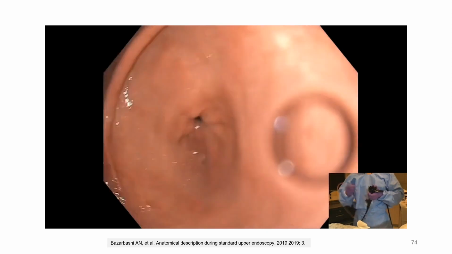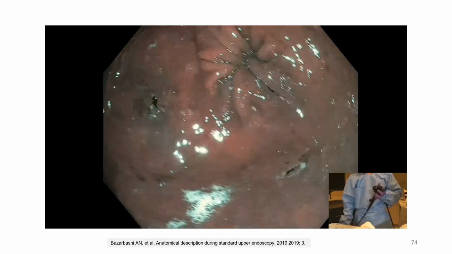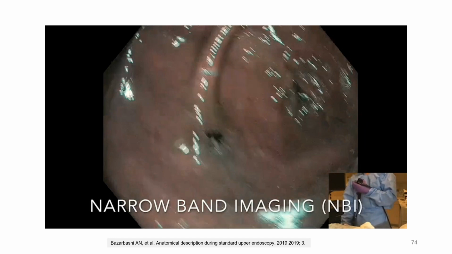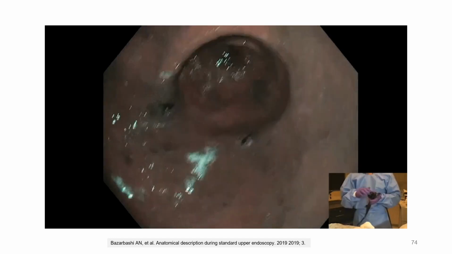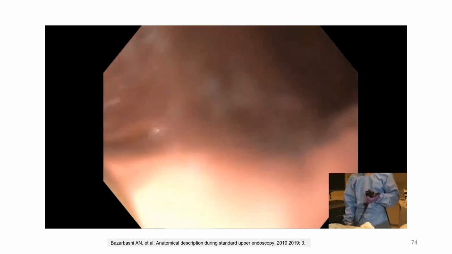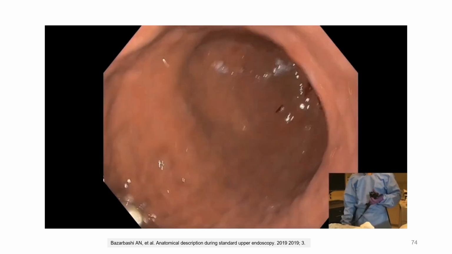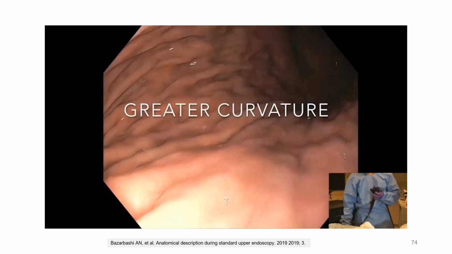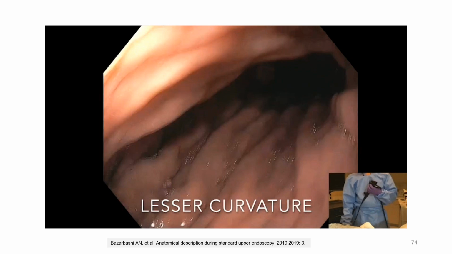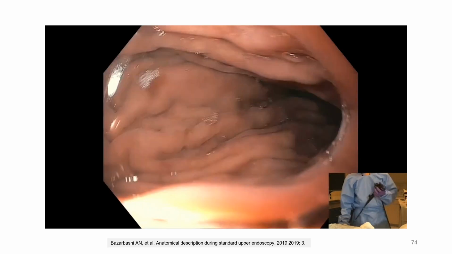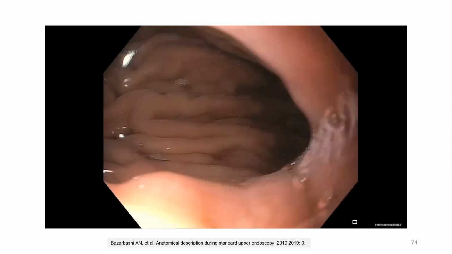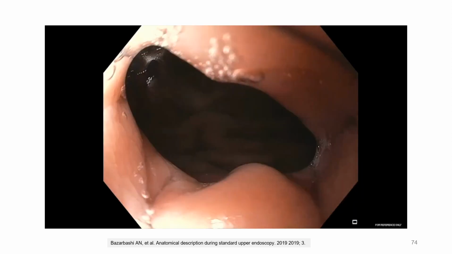In similar fashion to duodenal biopsies, biopsies performed in the stomach can assist in the diagnosis of Helicobacter pylori in addition to intestinal metaplasia. Narrowband imaging, an imaging technique in which light of specific blue and green wavelengths is used to enhance the detail of certain aspects of the surface of the mucosa, can be activated for further evaluation. On withdrawal of the endoscope towards the gastroesophageal junction, special attention should be paid towards the greater and lesser curvature of the stomach.